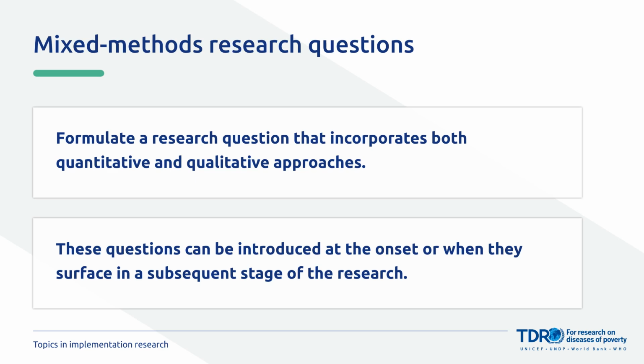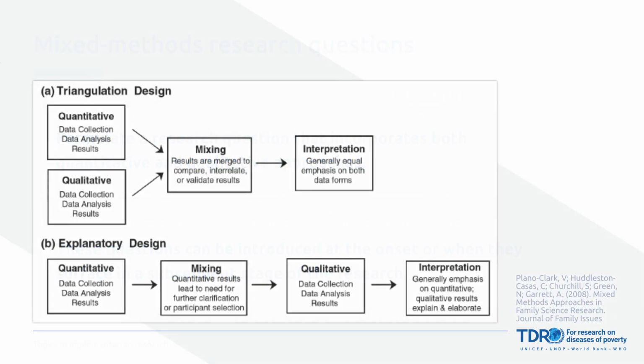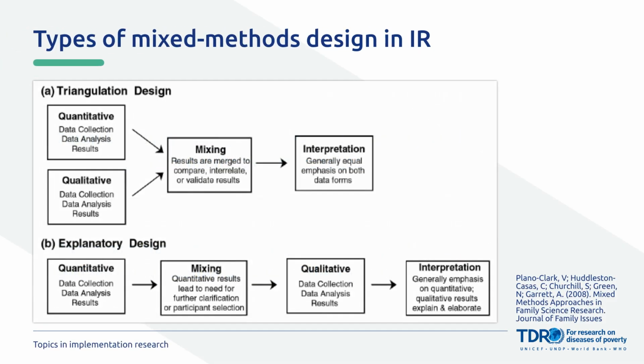For example, in the quantitative phase we might find out that the adoption of a new strategy is low and come up with potential reasons, so in the qualitative phase we can explore acceptability and appropriateness to understand the reasons for the low adoption. Alternatively, quantitative and qualitative components can also be initiated at the same time. There are 4 main types of mixed methods designs.